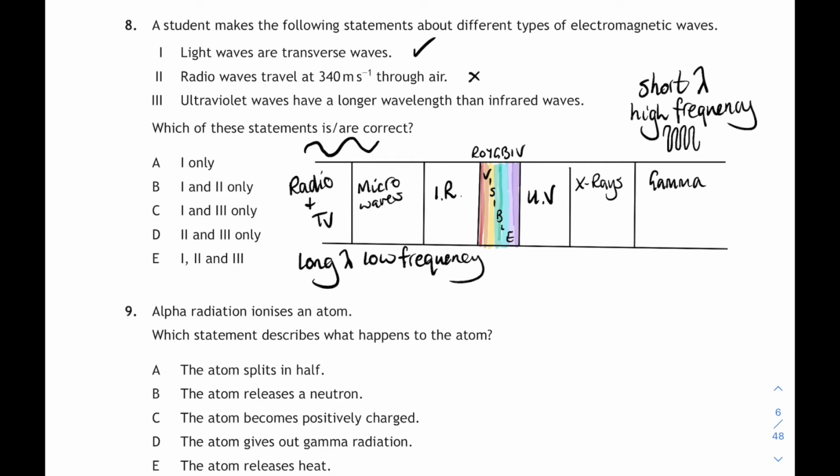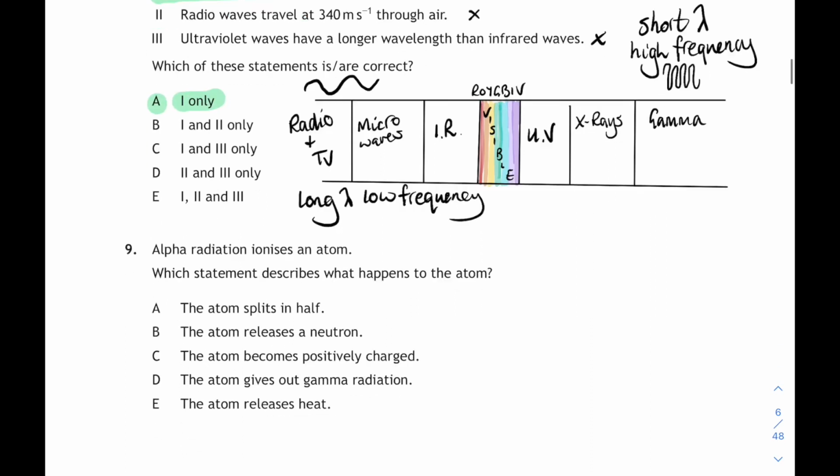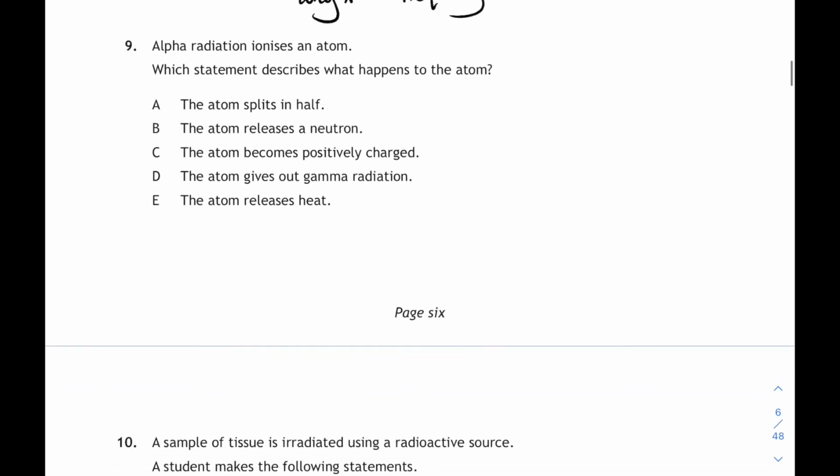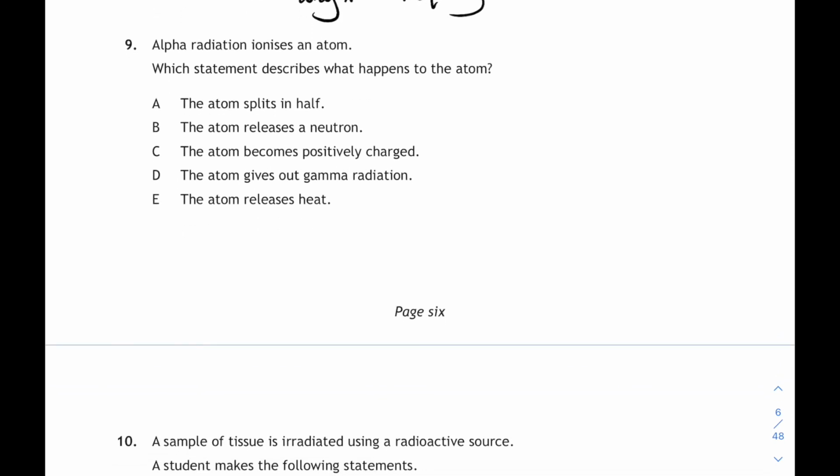So statement 3, ultraviolet waves have a longer wavelength than infrared, is incorrect. That means it's only statement 1 that is correct. So it's 8A. Question 9. Alpha radiation ionizes an atom. Which statement describes what happens to the atom?